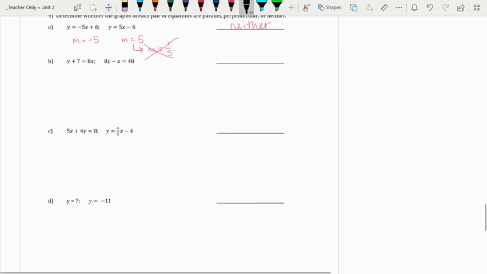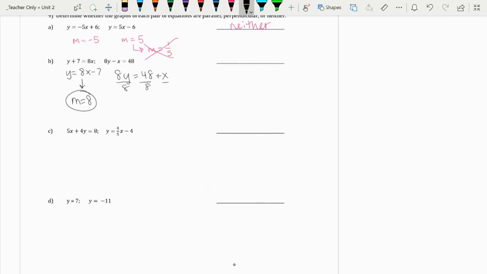So let's go ahead and jump down to, actually I'll do letter B, okay? And then the other 2 you can check. So for these, I have to solve for y first. So this is 8x minus 7. I'm not really here because the slope is just 8. But on the other one, if I don't solve for y, I can't really solve it. So we have 8y equals 48 plus x if we move the x over. And then we would divide each term by 8, which gives me y equals 6 plus 1/8 x. And my slope is 1/8.